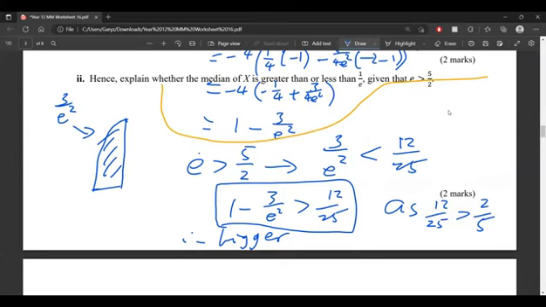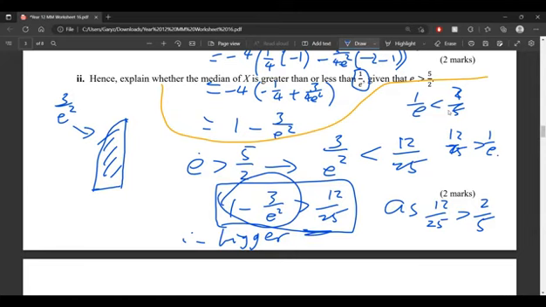So 1 on e is less than 2 on 5, right? So if 12 on 25 is bigger than 2 on 5, then that just implies that 12 on 25 is also bigger than 1 on e. And if 12 on 25 is bigger than 1 on e, then we know that 1 minus 3 on e squared must be bigger than 12 on 25.